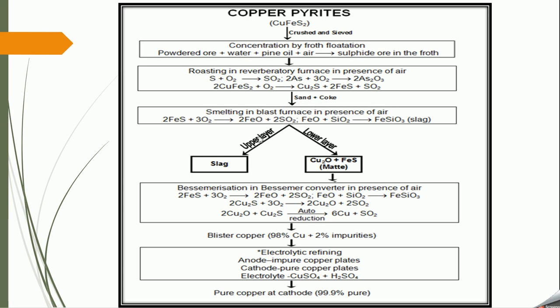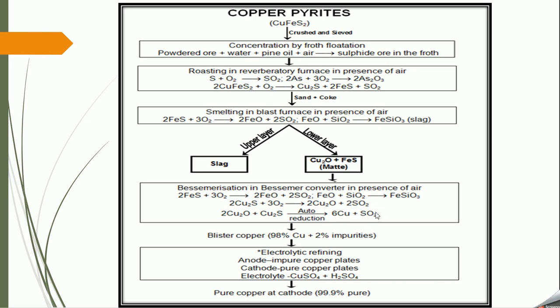In the blast furnace, in the upper layer, slag is formed. That slag comes down and is collected at one end as a solid phase. And in the lower layer of the blast furnace, copper matte is obtained. That copper matte is then subjected to Bessemerization in a Bessemer converter in the presence of air. Here you will get molten copper.